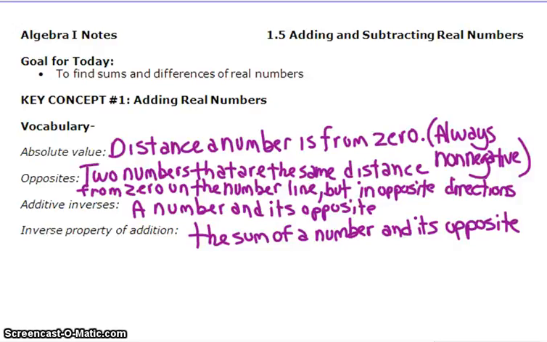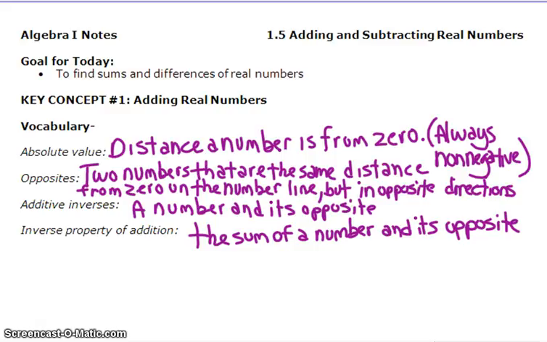Today's lesson is 1.5, adding and subtracting real numbers. Our goal for today is to find sums and differences of real numbers. Before we actually add and subtract and do examples, we need to go through some vocabulary. You need to pause the video to write down your vocabulary, make sure you do.